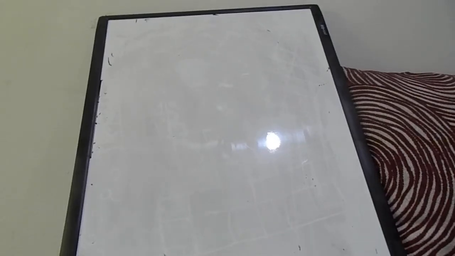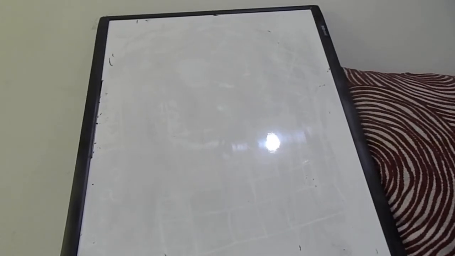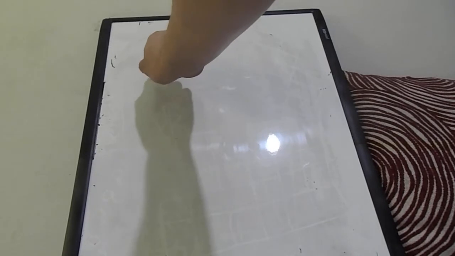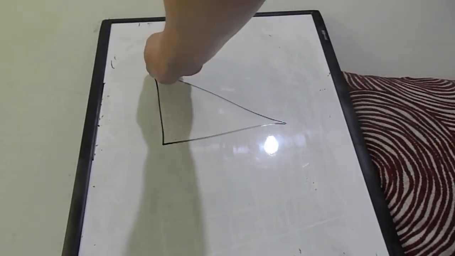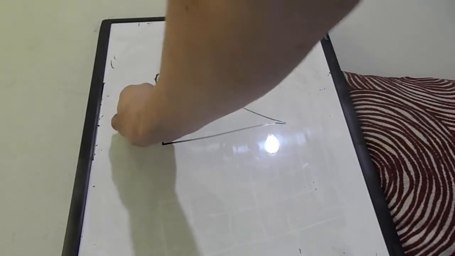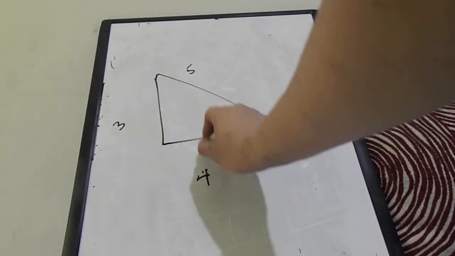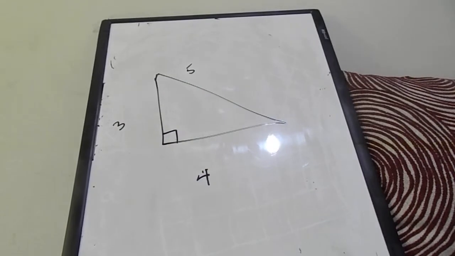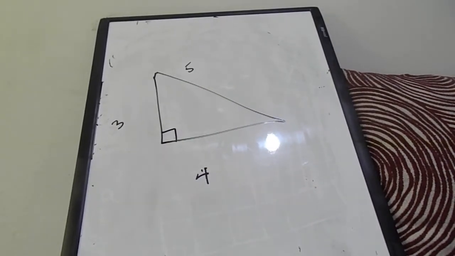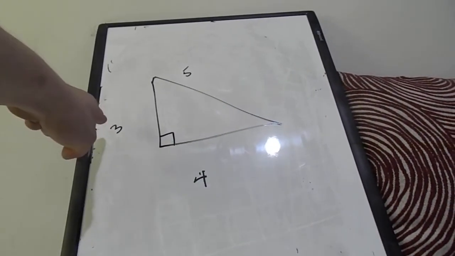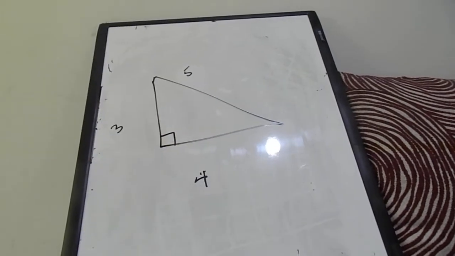Alright, I'm going to explain the Pythagorean theorem to you guys real quick. So basically it's trying to say that in a 3, 4, 5 triangle, first of all, it's always a right angle triangle, right? Second, it's trying to say that 3 squared plus 4 squared equals 5 squared.